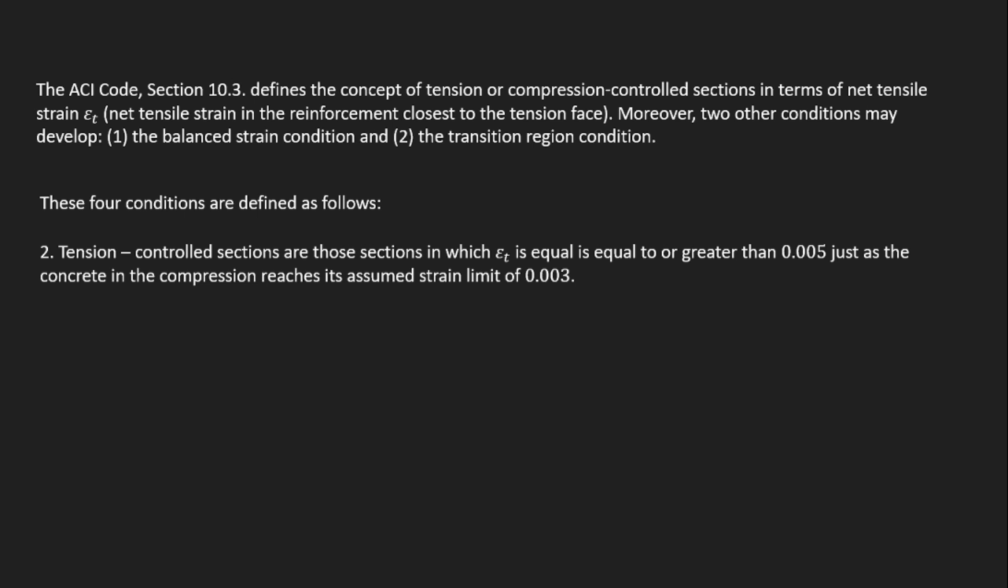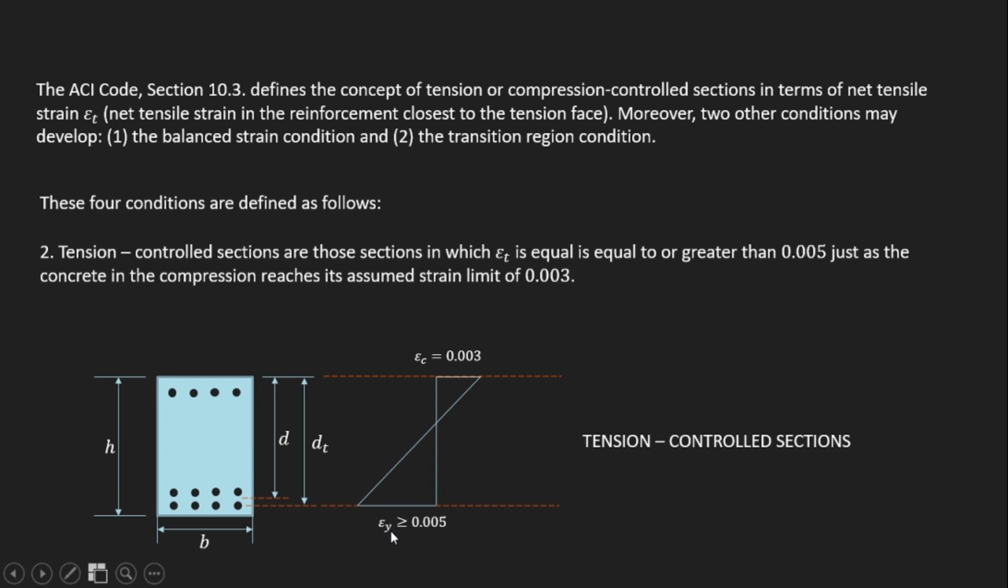So next, yung tension control nga. So these are those sections in which the net tensile strain is equal or greater than 0.005, just as the concrete in the compression reaches its assumed strain limit of 0.003. So basta pag naabot natin automatic yung 0.005 na at the same time naabot yung 0.003 in our concrete, that is tension controlled sections.